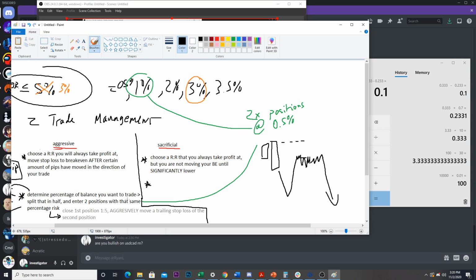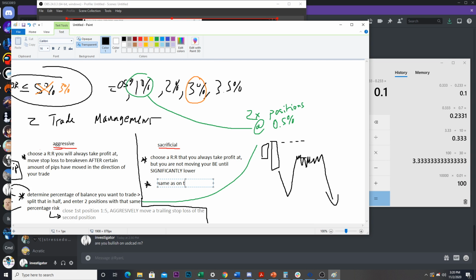Now, the second way is just this with a less aggressive trailing of the stop, or at least an understanding of when you should be aggressively trailing the stop, right? So same as on the left, you're determining a percentage, you're taking it at 80-20, at 50-50, at 40-60, whatever it might be. You're taking that trade and you're entering it on two positions. Okay, but the difference is the second position that you're going to let run will be trailed much more slowly.